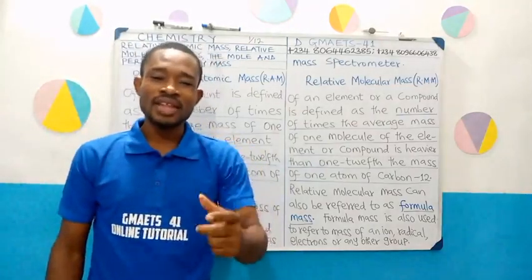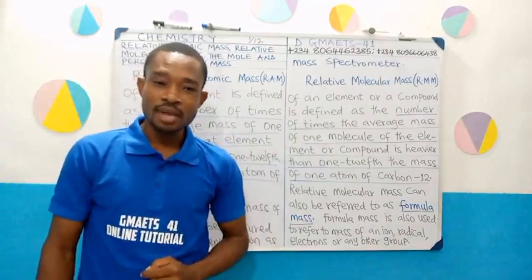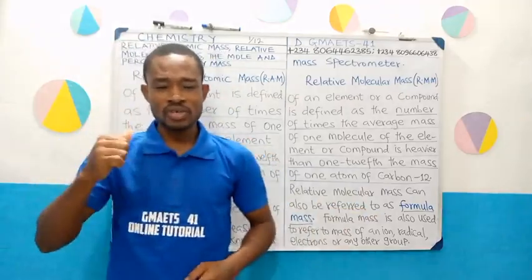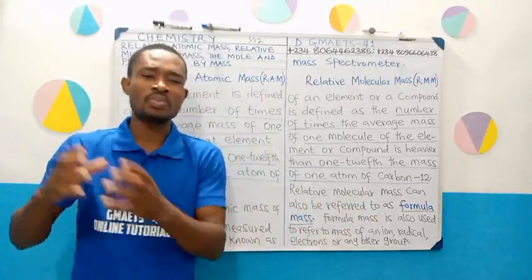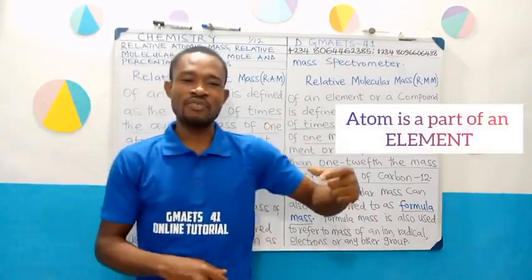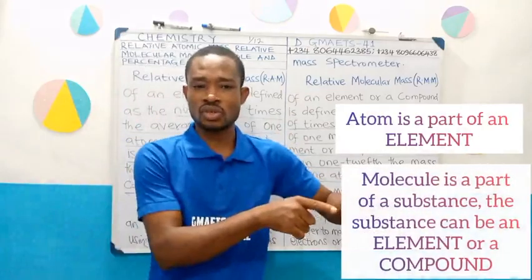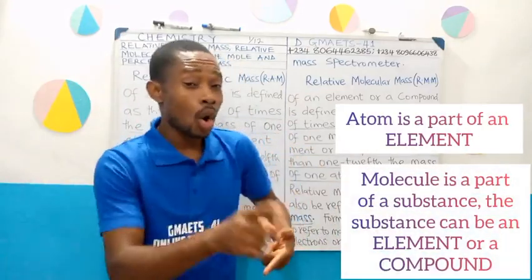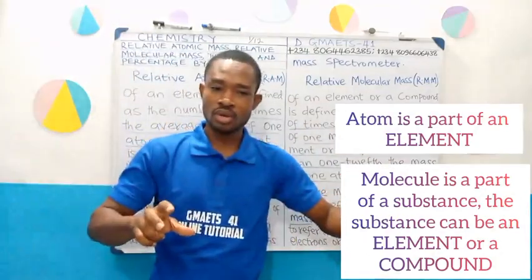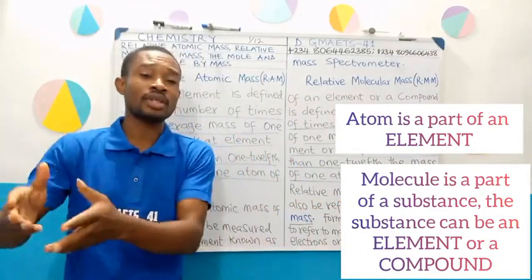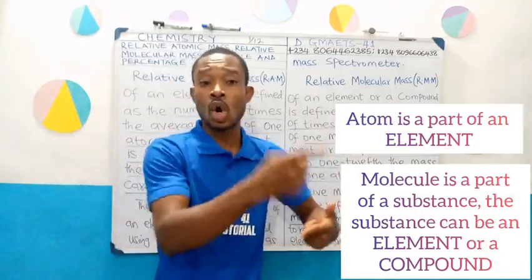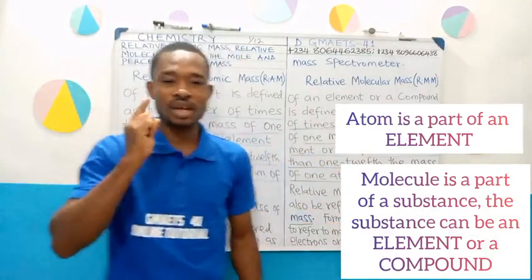Now, let us talk about relative molecular mass, this time of an element or a compound. Remember, from our previous class when we defined an atom, we said an atom is a part of an element that can take part in a chemical reaction. Then a molecule, we define it as part of a substance. That substance can either be an element or it can be a compound. So you now see the difference between atom and molecule. When talking about atom, it is simply part of an element. But if you talk about molecule, it's part of a substance. That substance can either be an element or what? A compound. Not just an element, okay?